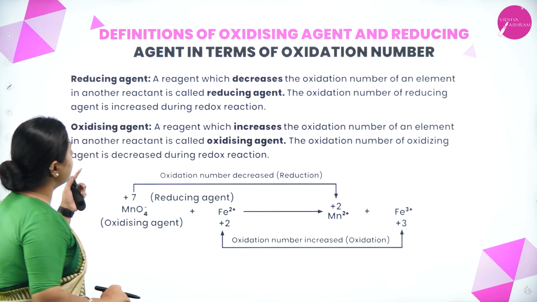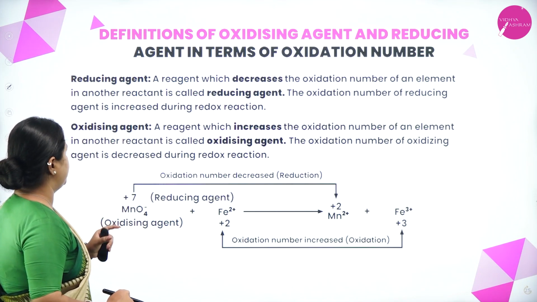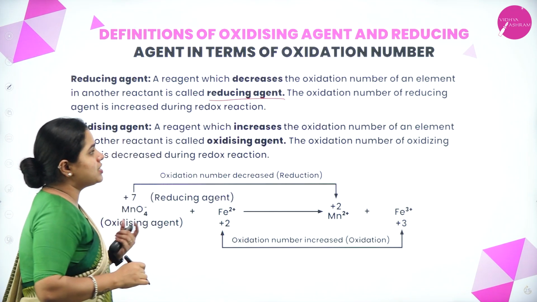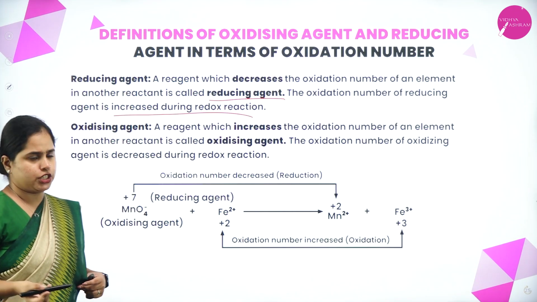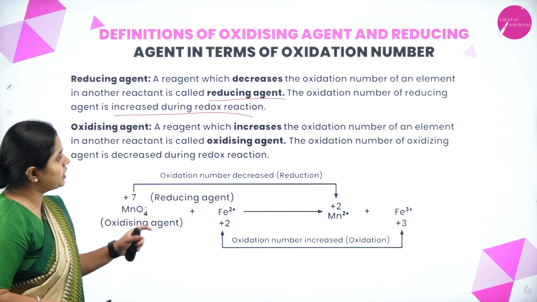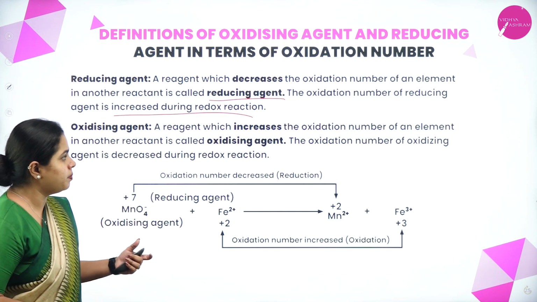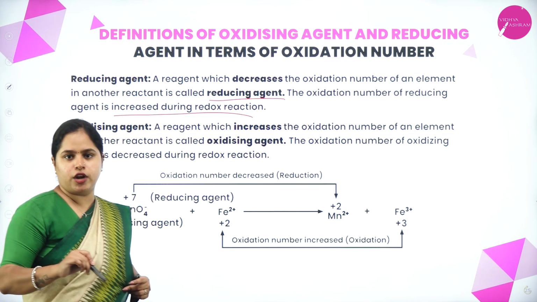Okay, so let's see. A reagent which decreases the oxidation number of an element in another reaction is called a reducing agent. The oxidation number of the reducing agent is increased during the redox reaction. And moving on to the oxidizing reagent, which increases the oxidation number of an element in another reaction, and the oxidation number of the oxidizing agent is decreased during the redox reaction.